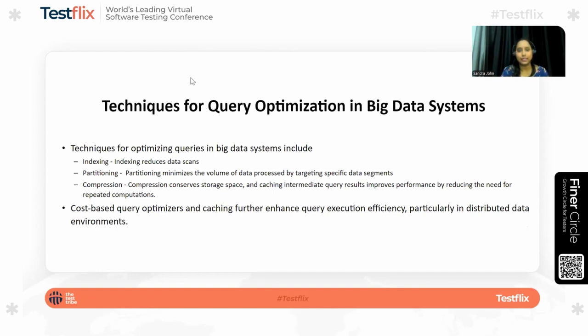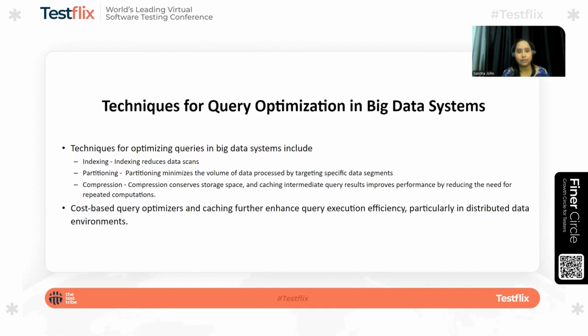What are the different techniques for query optimization in big data systems? Three critical ones that I think you can use are indexing, partitioning, and compression. When we talk about indexing, it is to reduce the data scans that happen and make it more efficient, identifying the index areas where you can put those points to see that the data can be validated and checked if those scans are actually needed.